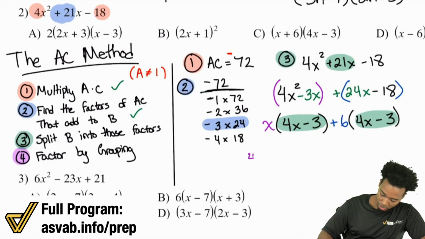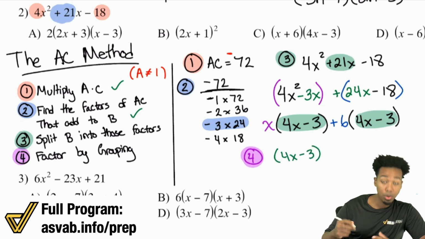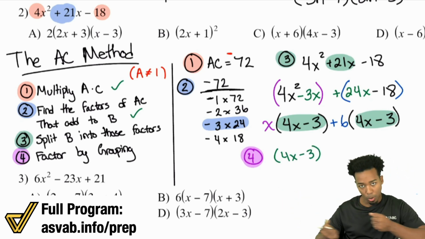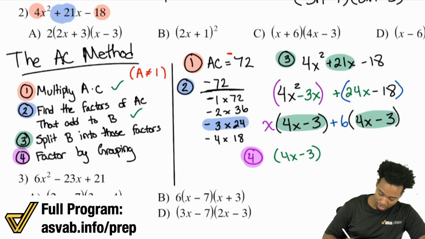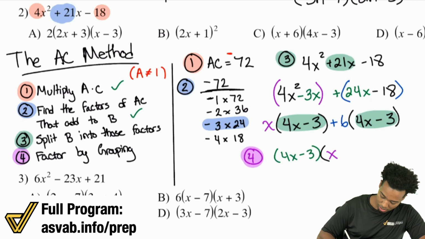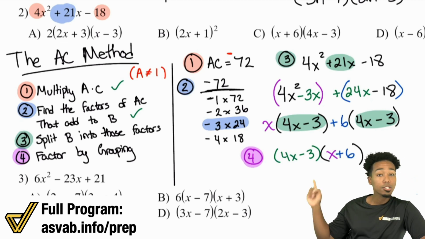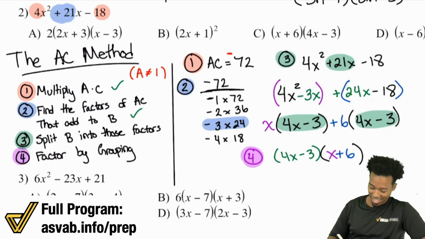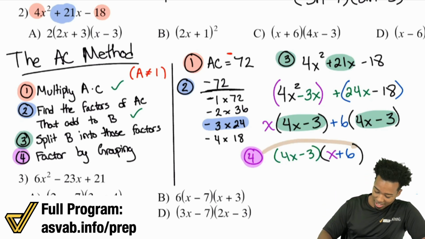Step 4, factor by grouping. Because now we can go ahead and pull out the 4x minus 3. Because they both share the 4x minus 3, so we can pull that out of both. We can factor that out, leaving on the inside the x plus 6. And there it is. We have 4x minus 3 times x plus 6. That is our final answer, and we are good.